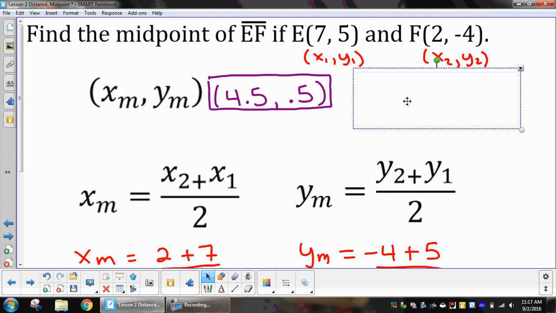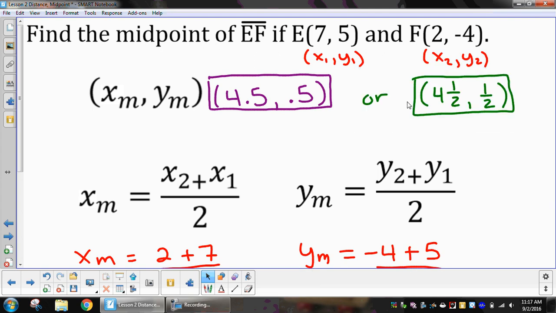Another way to write that would be to use fractions. So I could write 4.5 and 1/2. I'm fine with both of these. You might like decimals better. You might like these fractions better. Whatever you think is most visually appealing. They represent the same location on the coordinate plane. And this point will be right in the middle of the segment EF.